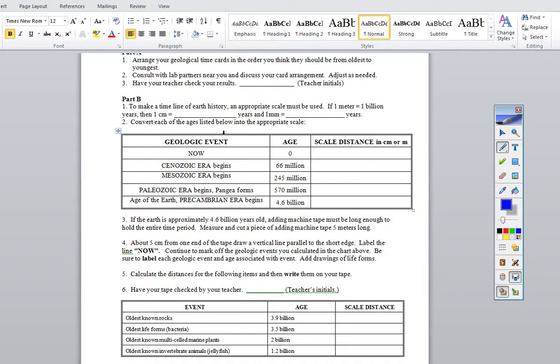No. All right, so Spencer's passing out the handout. As soon as you get it, look at part B. Go ahead and kind of skim through that. You're going to get a meter stick.